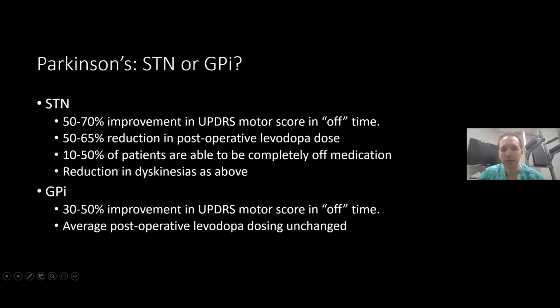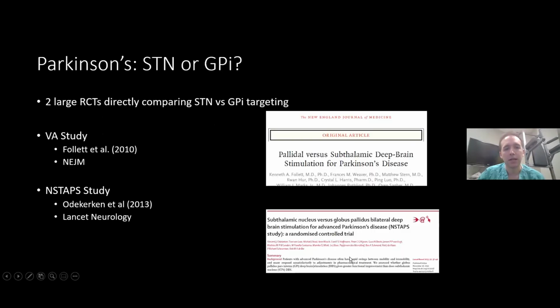So, how do you pick between one or the other? They both seem to have good results. STN in this case looks maybe a little bit better on this slide. There have been really two big trials that have looked at this, various trials, but these are the two big ones, the VA study and the NSTAP study.